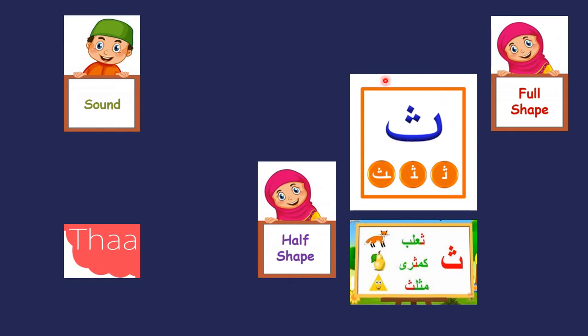Sa, the full shape of letter Sa, and it also has 3 types of proper half shapes. When it comes at the start, its full shape is like this, in the middle and at the end. And in a word, it looks like this at the start, in the middle, and at the end. And its sound is Tha.